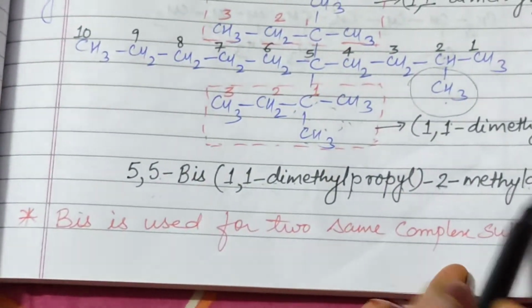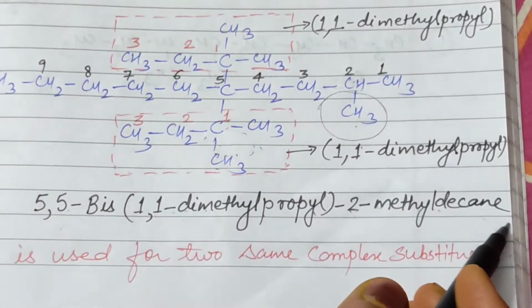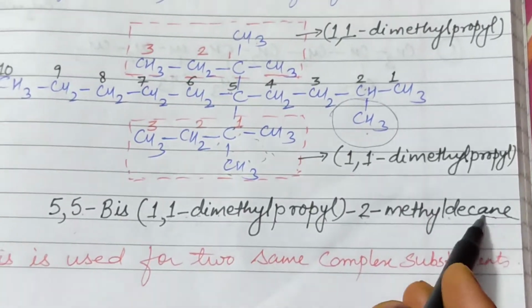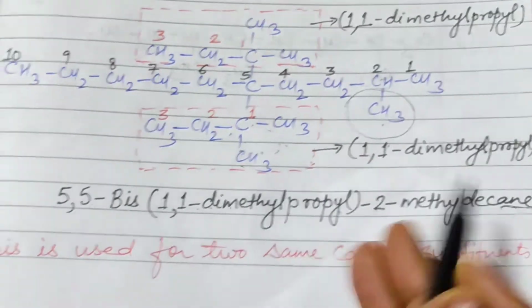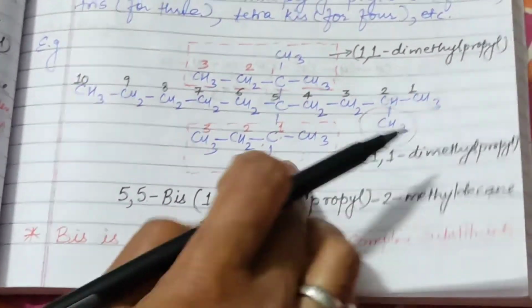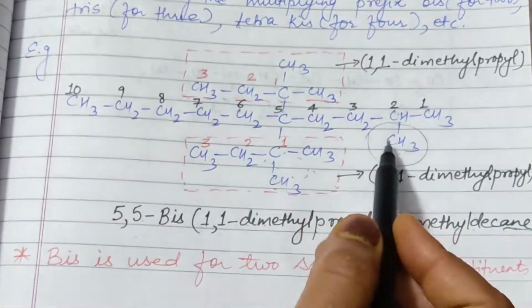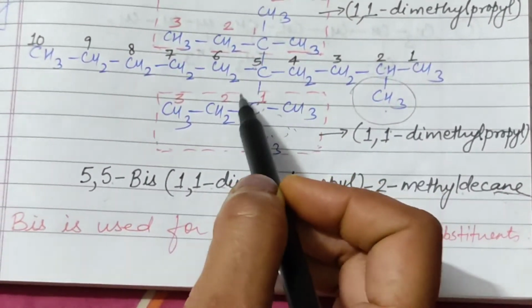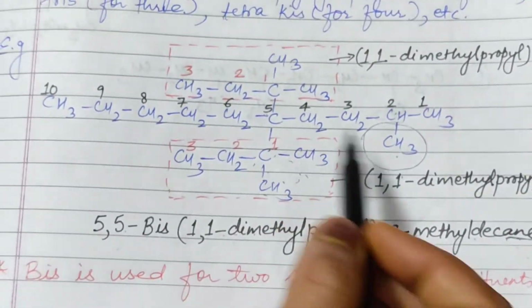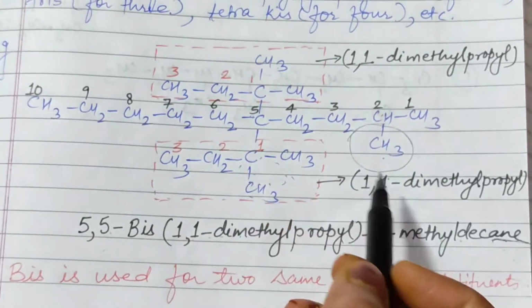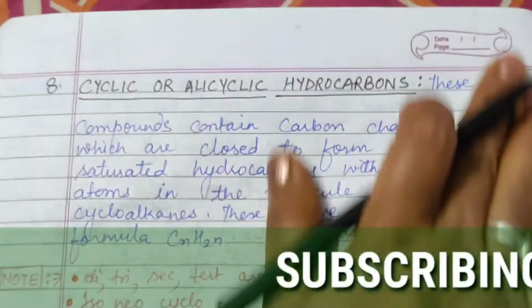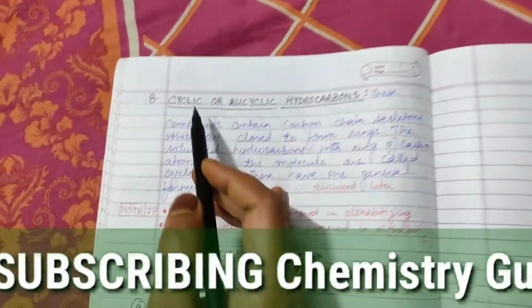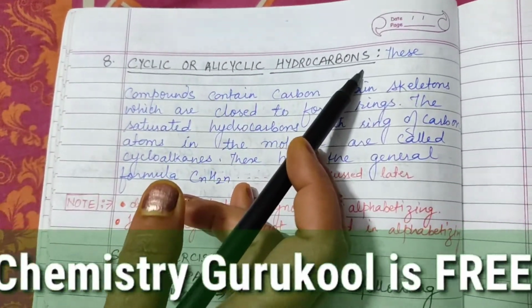So 2-methyldecane. Why decane? Because 10 carbon atoms are there. So the word root will be decane. Ane is attached due to presence of single bond. So I hope you have understood. This is used for 2 same complex substituents. If it could be 3, means one more this complex substituent is attached somewhere in this chain, you will use tris word for that. Okay, now the last one, last rule, that is cyclic or alicyclic hydrocarbons.